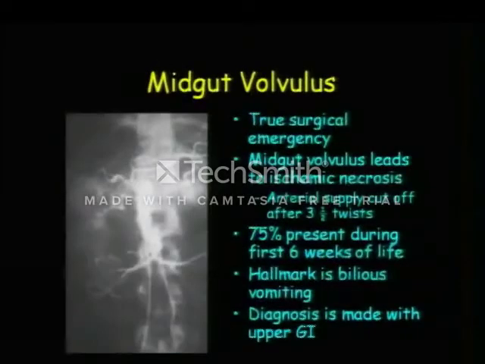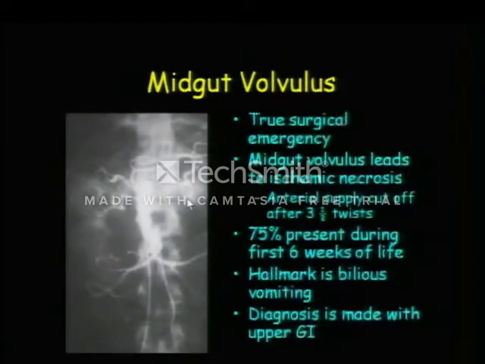So because the mesentery is short, the bowel can twist. When it twists, it cuts off its blood supply. This is a slide of somebody that was having, probably they thought, mesenteric ischemia. It's an adult patient, but this was a midgut volvulus, and it looks like a braid: the superior mesenteric artery and its branches are twisted because of the short mesentery.